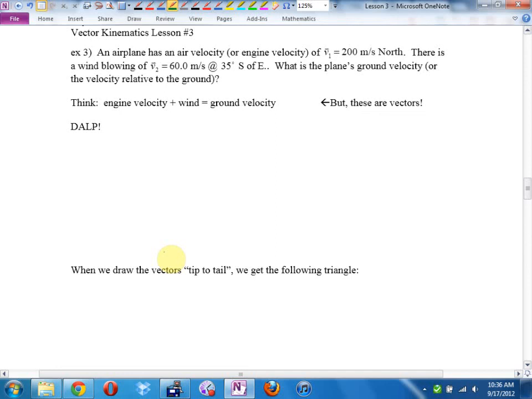I like this question. An airplane, it says, has an air velocity or engine velocity of 200 meters per second due north. You know what? There's directions. I'm going to draw a compass rose. There is a wind blowing of 60 meters per second at 35 degrees south of east. You know what? I'm betting this is not going to be SOH CAH TOA right angle trig. You know how I know? That 35. What is the plane's ground velocity, relative to the ground?